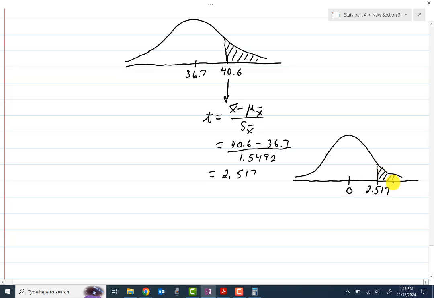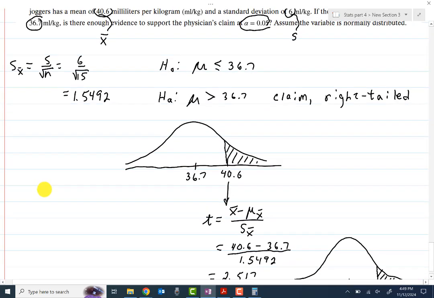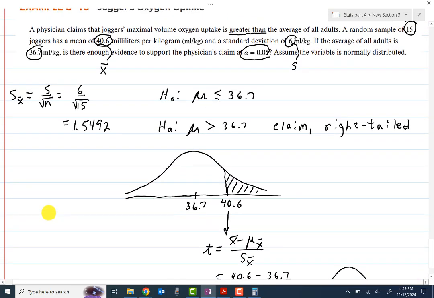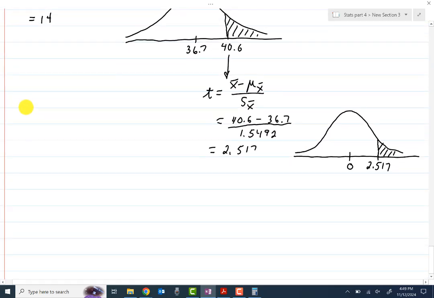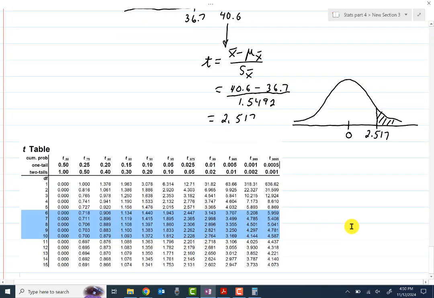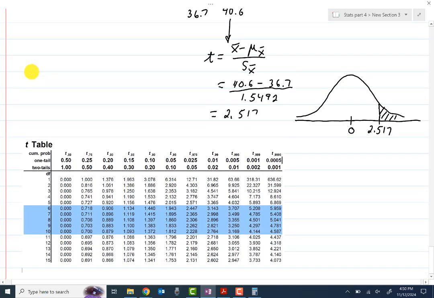Now, before we can use the table, I need the degrees of freedom. So up here, we have a sample size of 15. So the degrees of freedom is equal to n minus 1. So that's equal to 14. Here I brought enough of the table to see. We have degrees of freedom of 14 and 2.517. So let me go to the 14 row. And I will stop once I get 2.517 trapped between two numbers, right here.